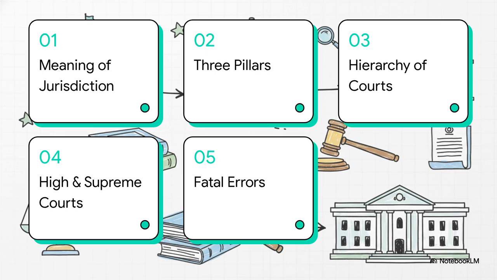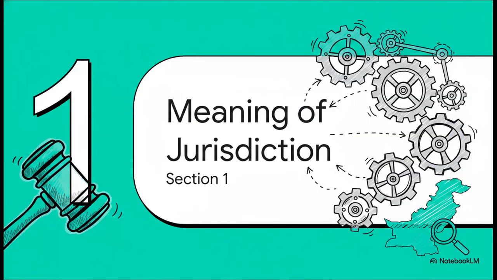Just keep in mind, while we're going to be looking primarily through the lens of civil procedure under the Code of Civil Procedure 1908, these exact same foundational principles closely mirror the broader legal system, including the criminal courts. Kicking things off with Section 1, the meaning of jurisdiction.